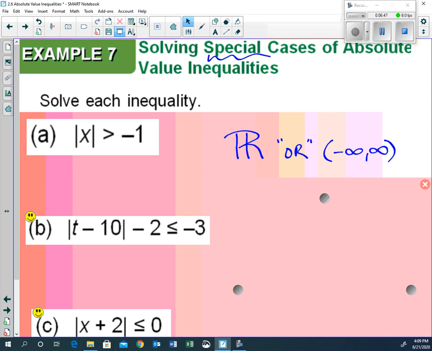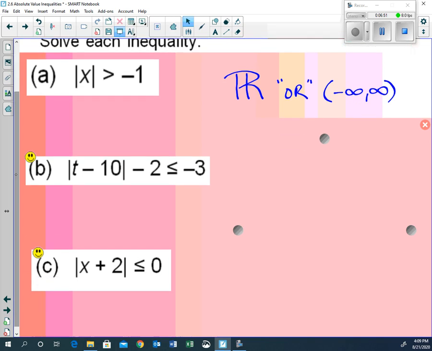Okay? B, I've got some smiley faces down here just because I like them, but also because it reminded me to do at least one step on each of these before we can get working on them. So on this one, just like we've worked with in the past, we see absolute value, but it's not isolated. So the first thing we're going to do here is add 2 to both sides before we even think about what we're dealing with. So now it reads absolute value of t minus 10 is less than or equal to, we're going to add 2 to both sides so we get a -1, okay?